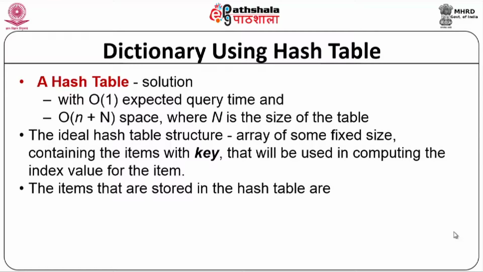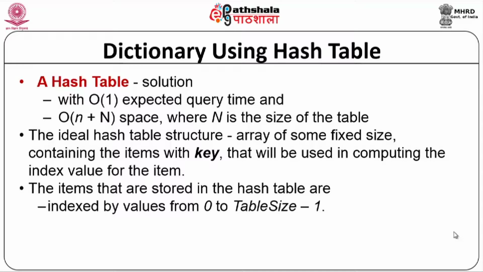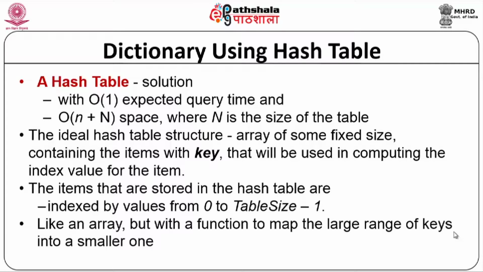The items are stored in a hash table and they are indexed by values from 0 to table size minus 1. So, the size of the table is important, and depending upon the size of the table, the items will be indexed to one of the entries in the table from 0 to table size minus 1, and the index will take you to that. It is similar to an array, but with a function to map the large range of keys to a smaller range, which is nothing but the table size. So, that is the dictionary using a hash table.